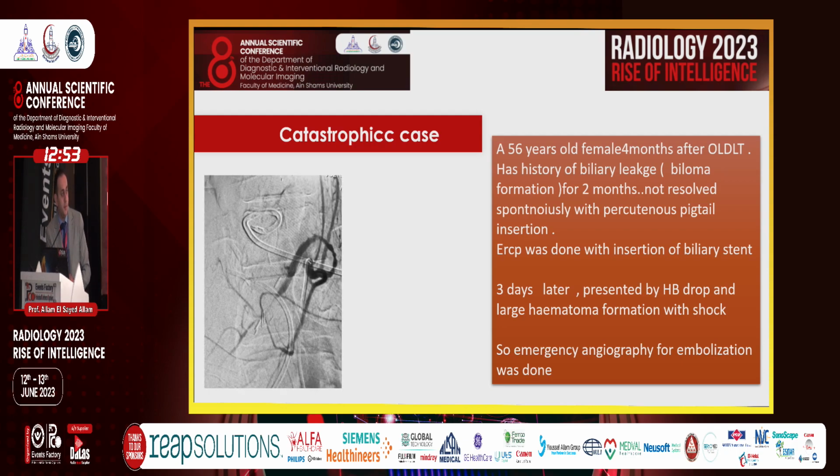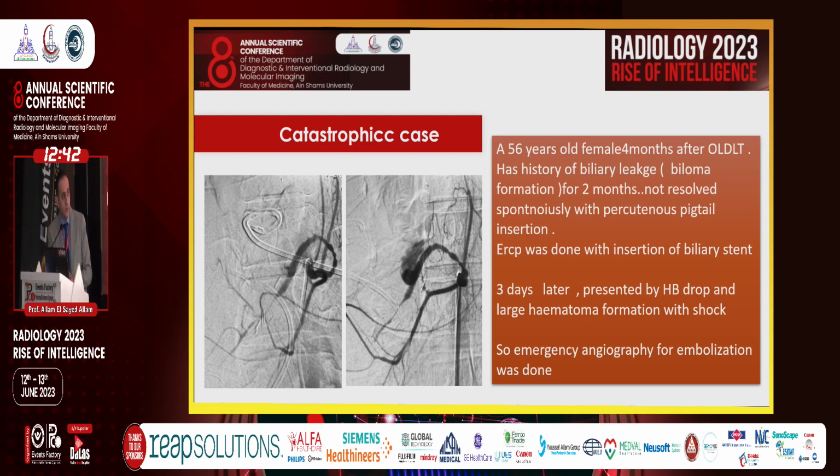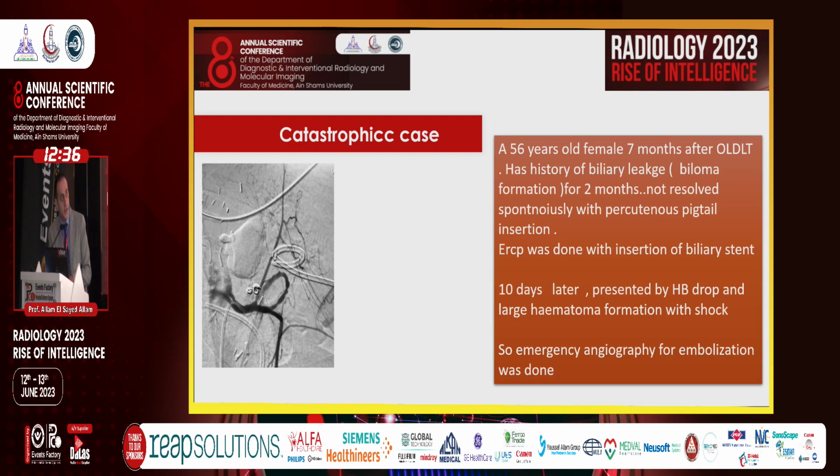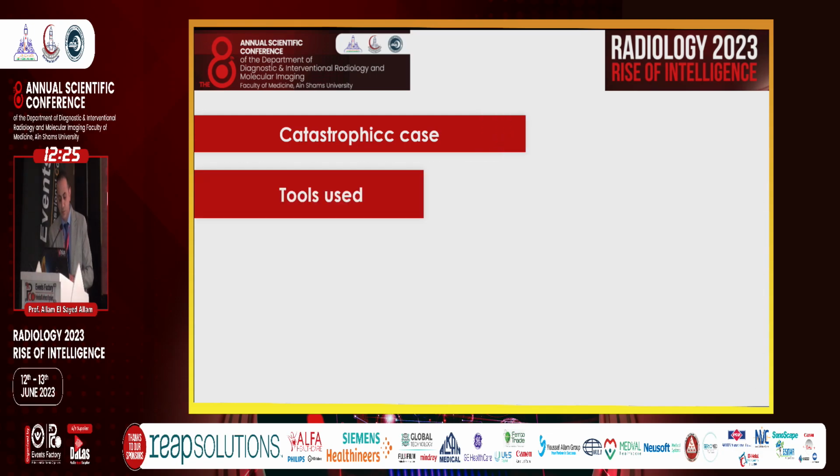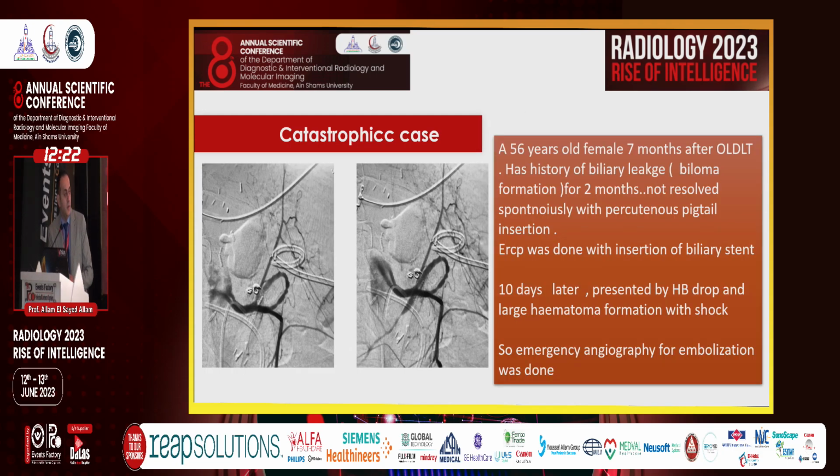So by hepatic angiography, using stents, we put a coronary eluting covered stent to stop this bleeding. Unfortunately, the bleeding didn't stop, so we used microcoils to stop it. Like in our case, after putting the stent and the coil, the bleeding stopped, the hemodynamics of the patient improved, and the patient went to surgery for removal of the hematoma and to check if there was still bleeding there.